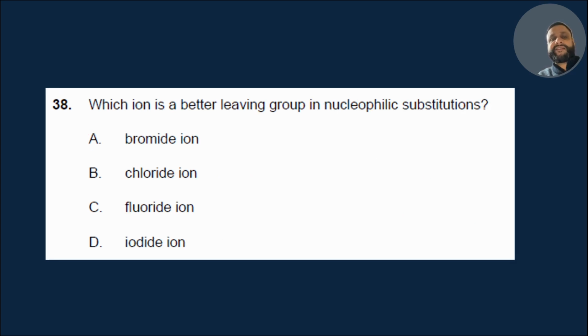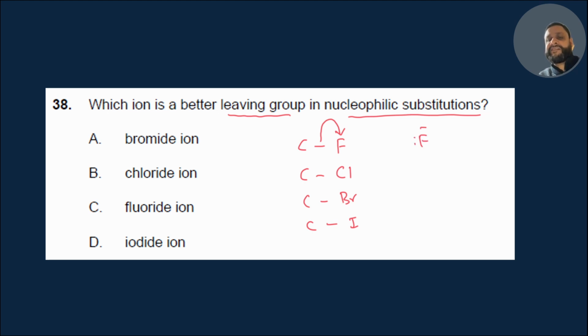Which ion is a better leaving group in nucleophilic substitution reactions? So we have carbon fluorine, carbon chlorine, carbon bromine, and carbon iodine bonds. Bonds break heterolytically, and a pair of electrons will transfer to the halogen atom, and they leave as F minus, Cl minus, Br minus, and I minus.